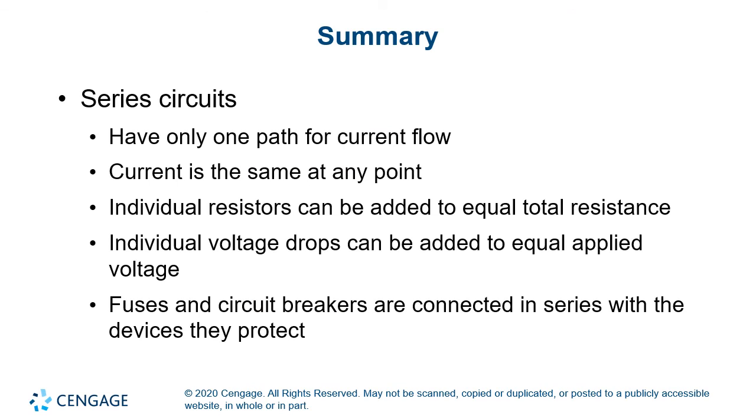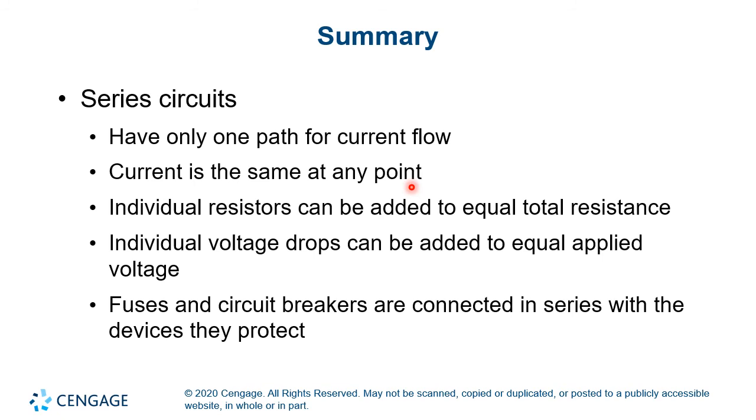So to summarize, this is what we know about series circuits, right? There is only one path of flow. Right, that's essentially what makes them a series circuit. As a result, the current is going to be the same at any point, right? Same flow through each of the resistors, or any other component in series.